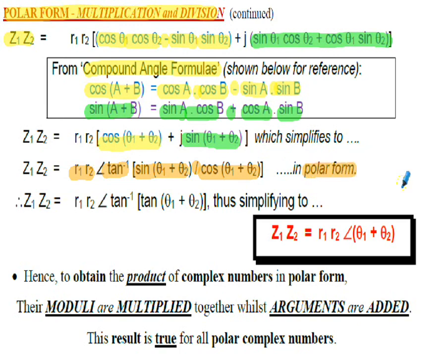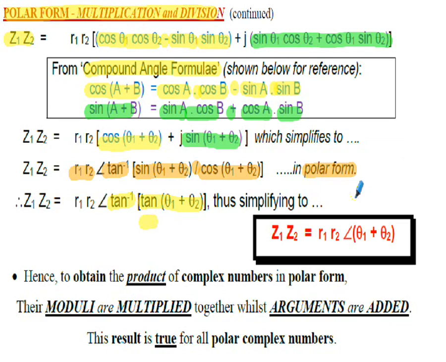Now if we recall a previous trigonometric definition that sine theta upon cos theta is actually equal to tan theta, then in this particular case in the square bracket we can write sine of (theta 1 plus theta 2) divided by cos of (theta 1 plus theta 2) as tan of (theta 1 plus theta 2), using that definition we've come across in previous work. Now notice in the equation we have tan to the minus 1 of tan of (theta 1 plus theta 2), which can simply be written as theta 1 plus theta 2. So in other words, they cancel each other out.